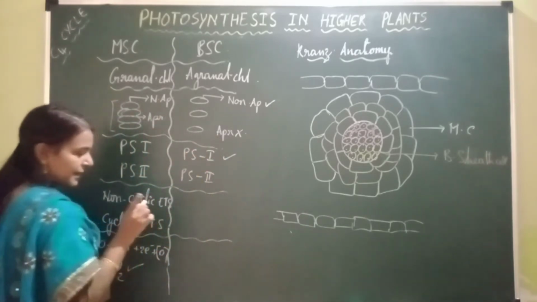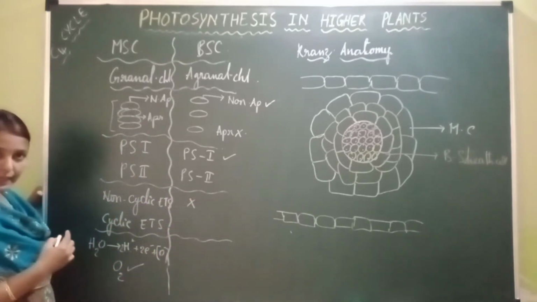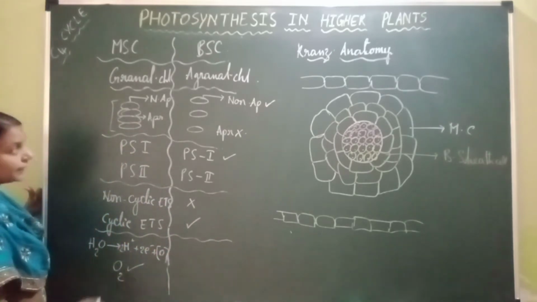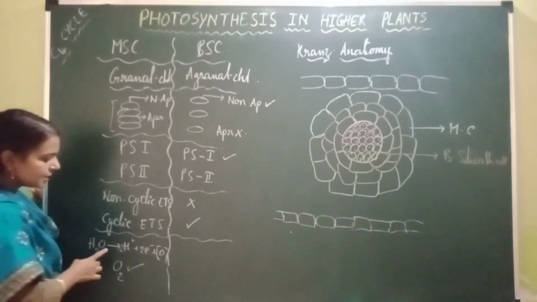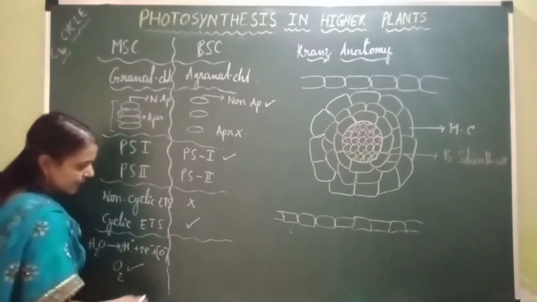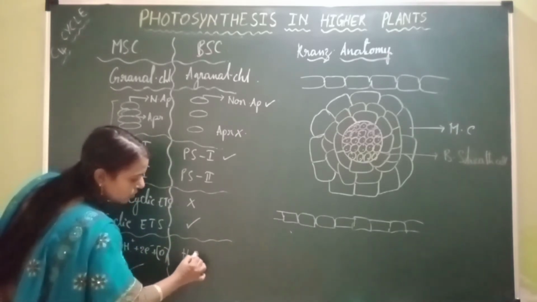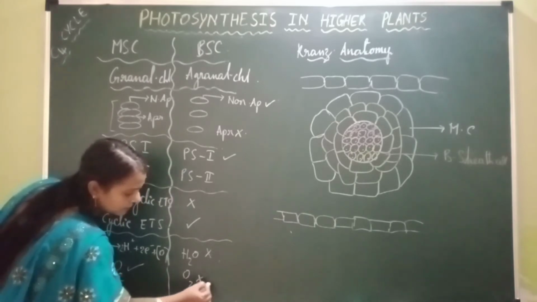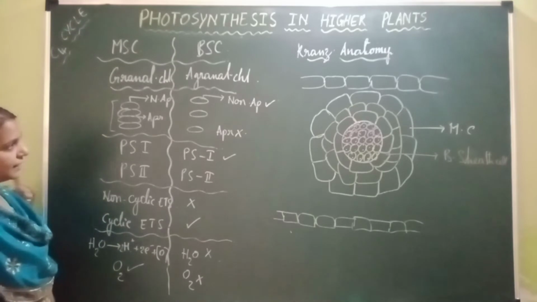As only PS1 is present, there is no occurrence of non-cyclic ETS. But there is occurrence of cyclic ETS in the agranal chloroplasts of bundle sheath cell. As there is no non-cyclic ETS, there is no requirement of external electron donor. So there is no water splitting and hence no release of oxygen. Right? So these are the major differences between mesophyll cell and bundle sheath cell.